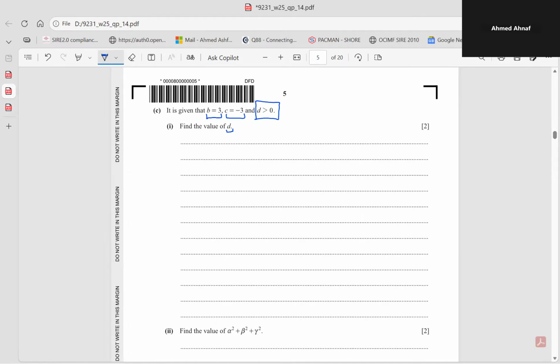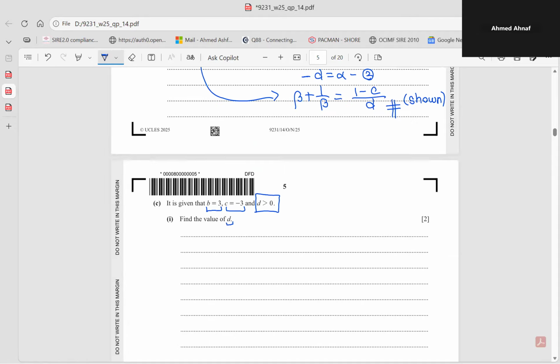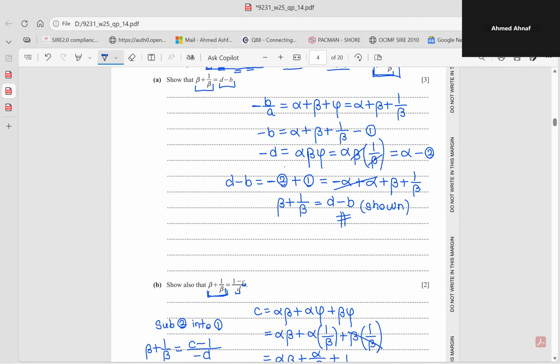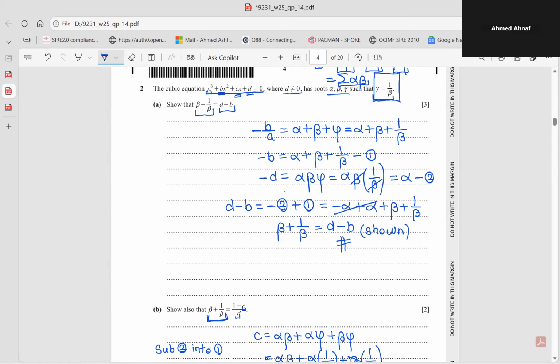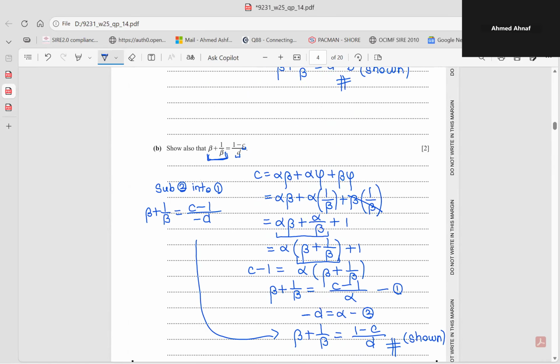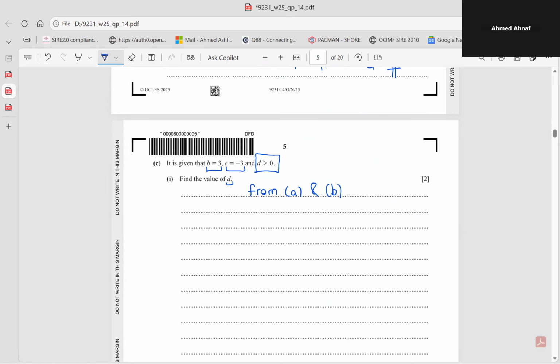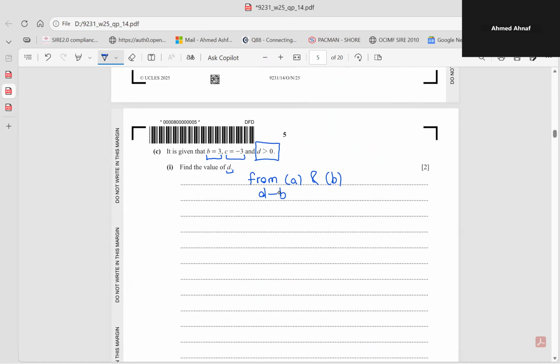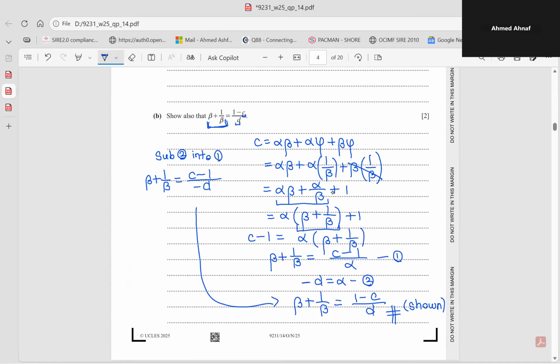To find the value of D, we have to use the previous two expressions that we found in the previous two parts for beta plus 1 over beta. We'll just equate them. So just write from parts A and B, the results from those parts, we can say that D minus B equals 1 minus C over D.